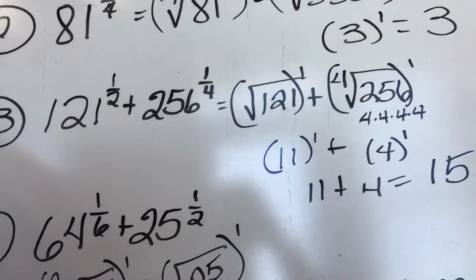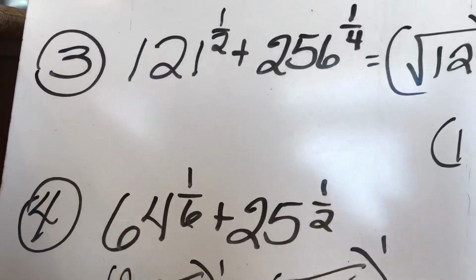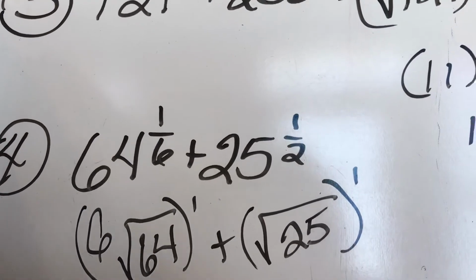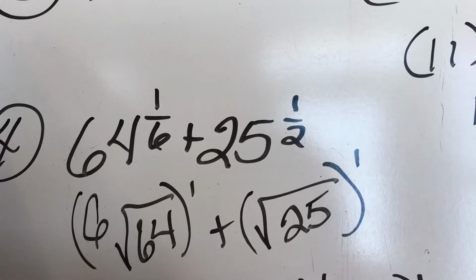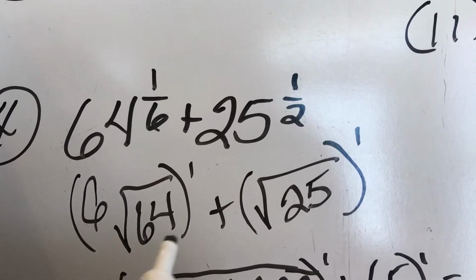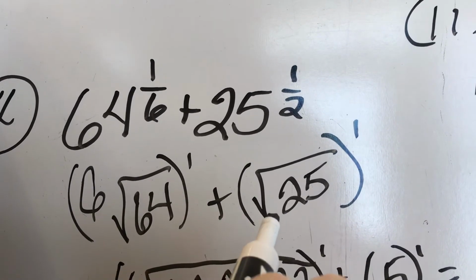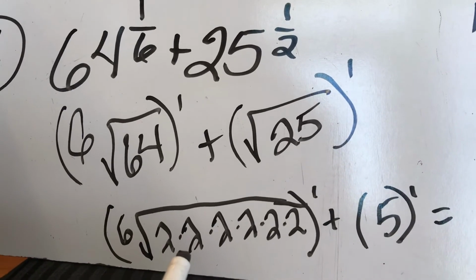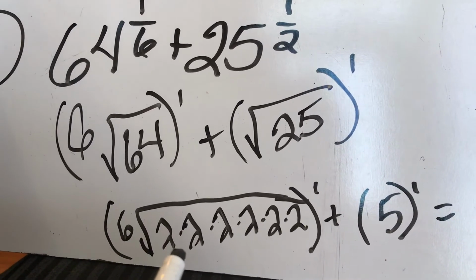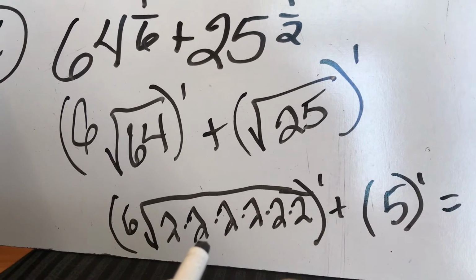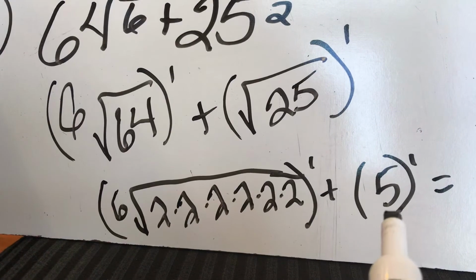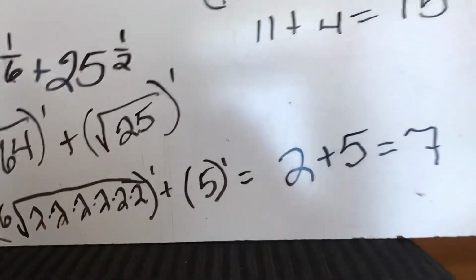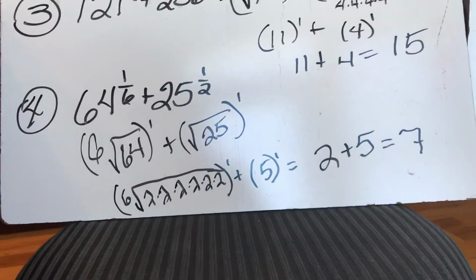And my last example is 64 to the 1/6 power plus 25 to the 1/2 power. So I've got to think, okay, what is my 6th root of 64, and then raise it again to the first power, and my square root of 25 and raise it to the first power. Well, 2 times itself 6 times equals 64. So my 6th root of 64 is 2, and my square root of 25 is 5. So if I carry that over here, 2 plus 5 would be 7. So I'll back off so you can see that one.